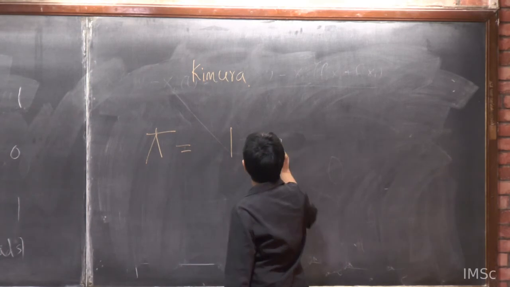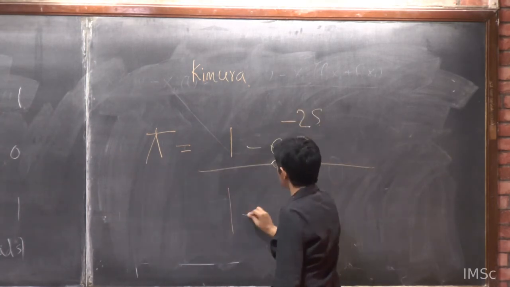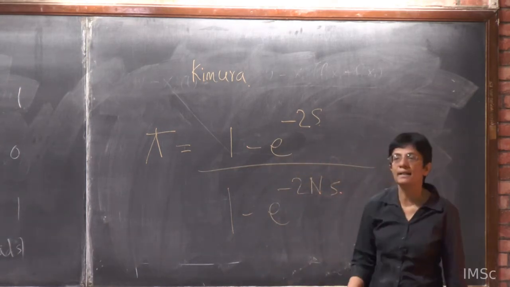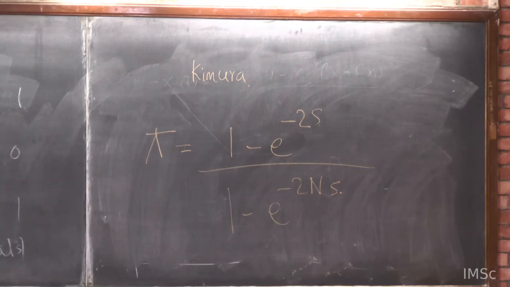So, pi, with the same s, is given by this formula: 1 minus e to the power minus 2s divided by 1 minus e to the minus 2ns. This is a very famous formula. Any PopGen book you open, you will encounter this. It's a very simple formula. It doesn't apply everywhere, of course, but it is very helpful for developing intuition into more complex models.